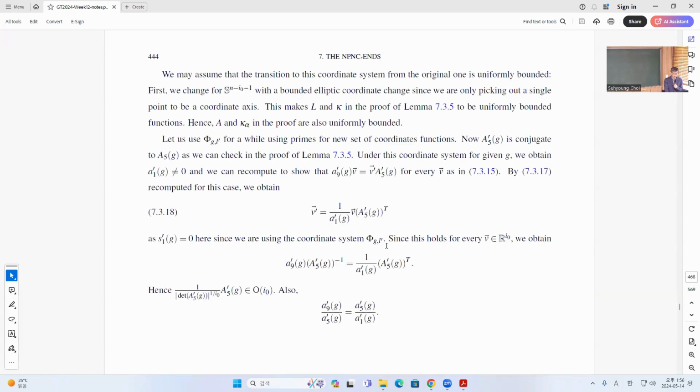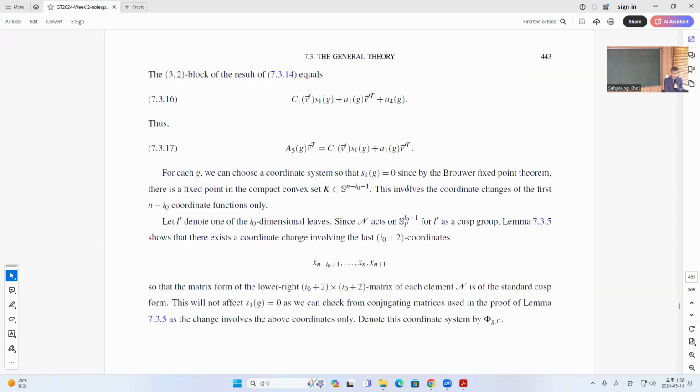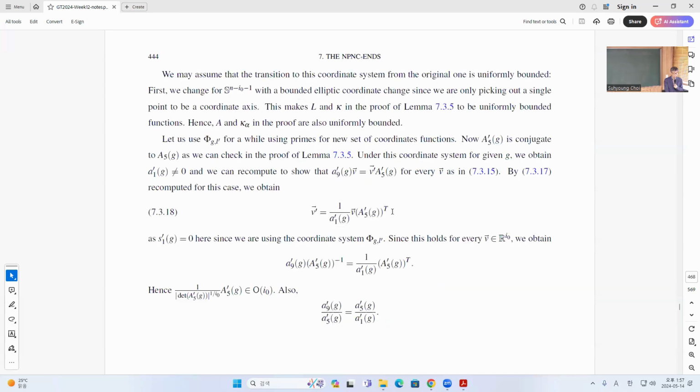So then I have to do some tricks, where you choose some corner where S1Z is 0, because by Brouwer's fixed point theorem, there's a fixed point of any element in this K. K is a compact convex set. And so this is a sort of bounded change of coordinates, and then under this assumption, so this is 0, then we get this relation, this VT. So this inverse is related to this VT in this coordinate, and so you have this relation.